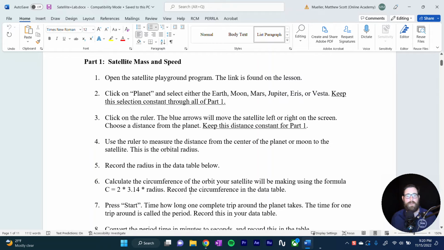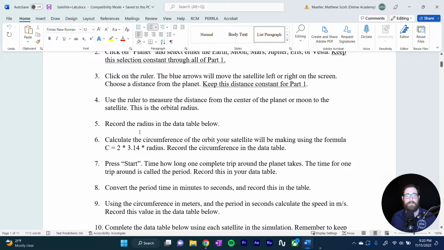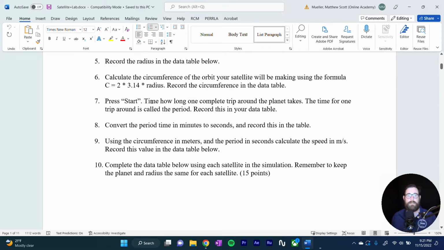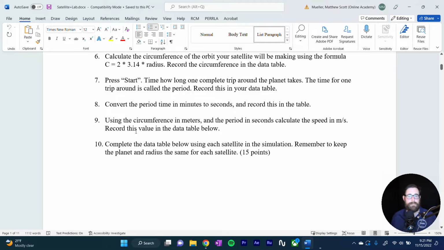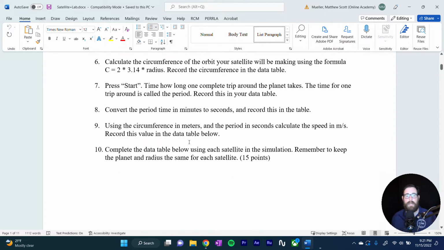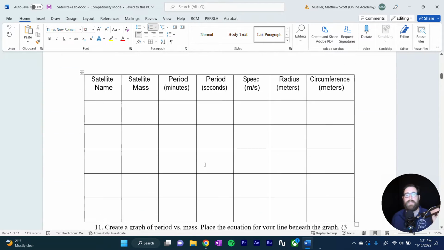All right, so we're going to follow these instructions here. We can select the planet. It talks about all these different things here, and calculate the circumference of the orbit of your satellite using this formula, etc. Press the start button, time how long it takes for one trip around the planet, and then record your data in the data table. And then we want to do some conversions, use the circumference, and so on. Steps 1 through 10 tell you how to fill out this table. It's really important that you read the instructions and you follow them directly.